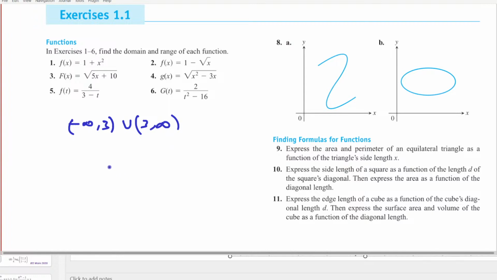Sir, minus infinity to infinity excluding 0. Excellent, excellent. Why excluding 0? Like at 0, we won't have any defined graph, no, sir. Okay, very good, very good. How do you write? Minus infinity to 0, both open brackets, and then 0 to infinity.